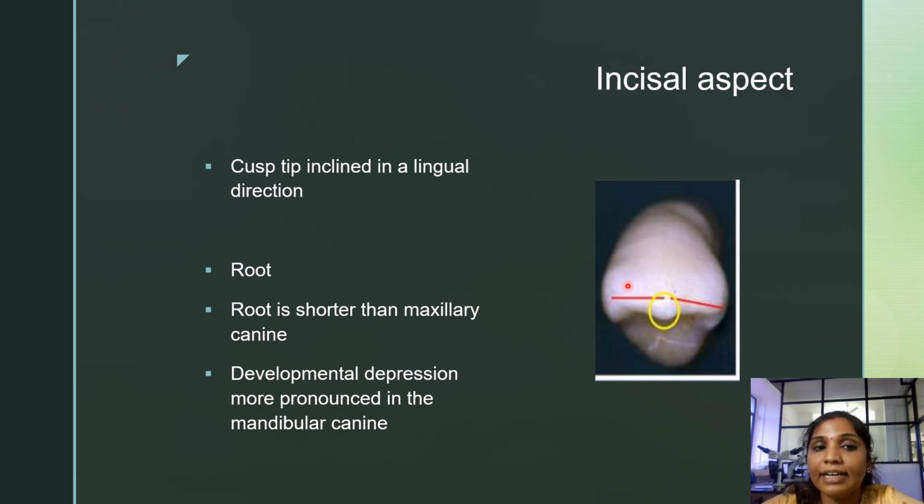Incisal aspect, here the cusp tip is inclined in a lingual direction. See here the cusp tip is more inclined in the lingual side, and the root is shorter than the root of maxillary canine, and developmental depressions are more pronounced in the mandibular canine.